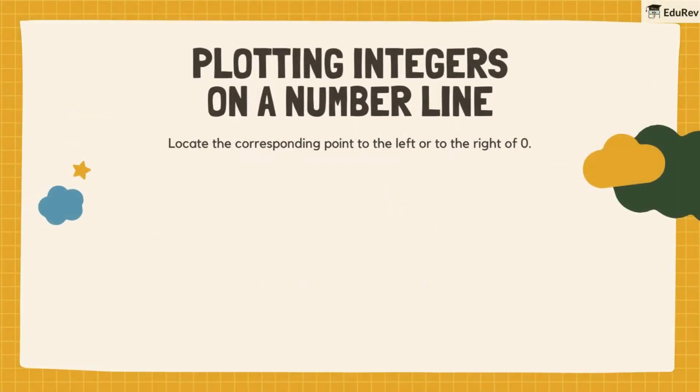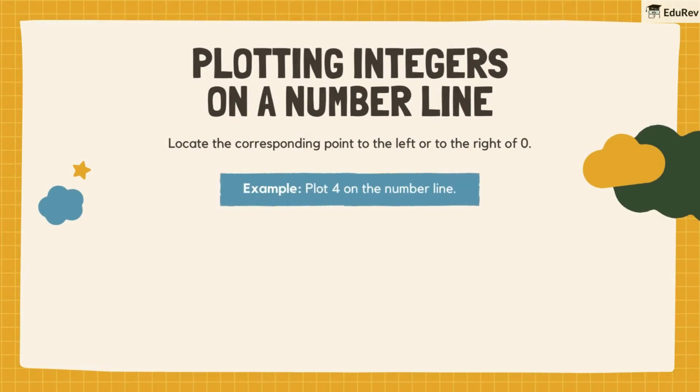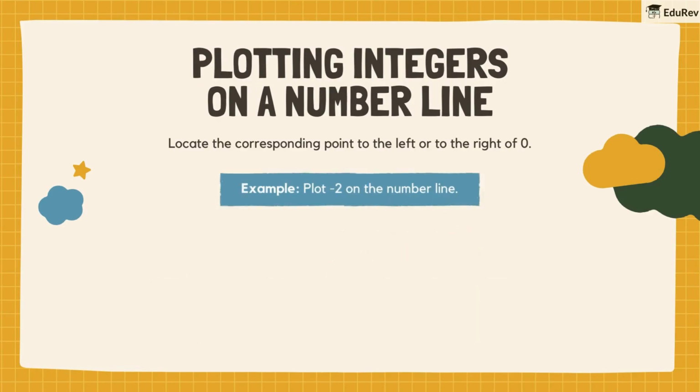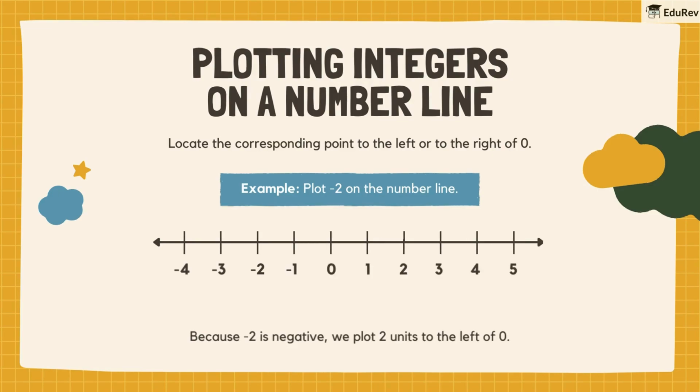Let's plot a number. How about 4? Since 4 is a positive integer, we move to the right of 0 on the number line. We count 4 steps to the right and place a dot. We have successfully plotted the number 4. Now, what if we want to plot -2? Since it's a negative integer, this time we move to the left of 0. We count 2 steps to the left and place a dot. And just like that, -2 is plotted on our number line.